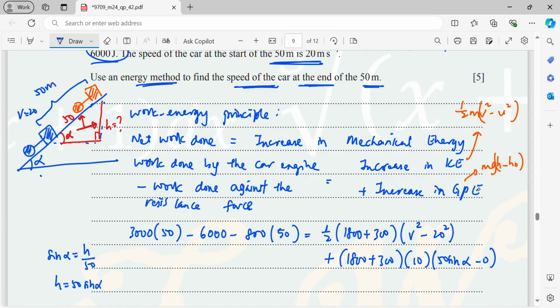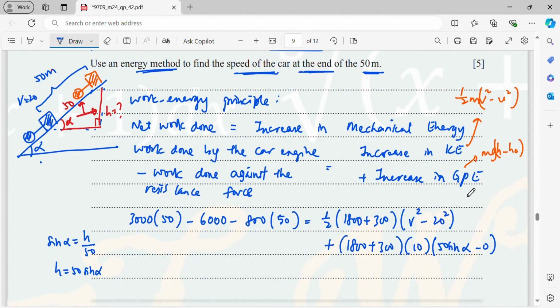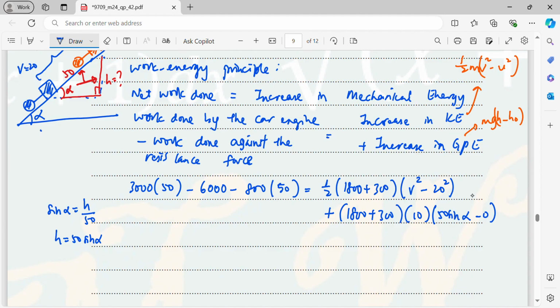Then from here, right, to find the v, so for the left hand side, I will be getting 104,000. That is the total of the left hand side. Then my right hand side is half. 1800 plus 300 is basically 2100. Then v squared, right? So here you can just write v squared.